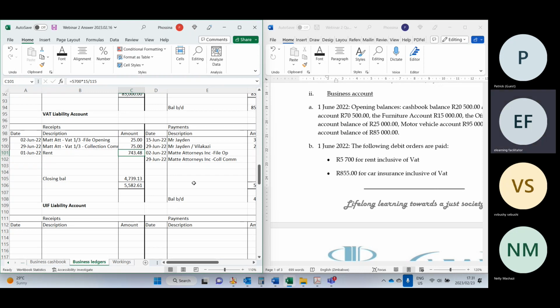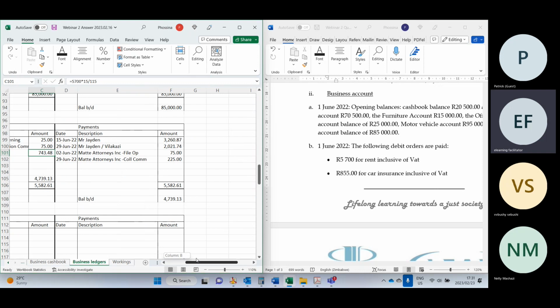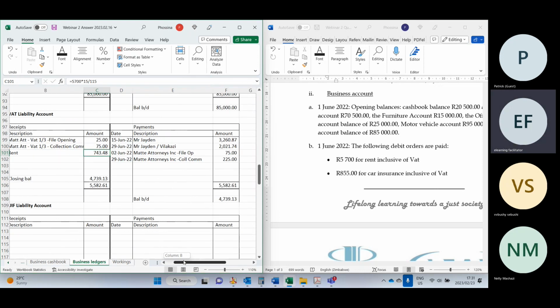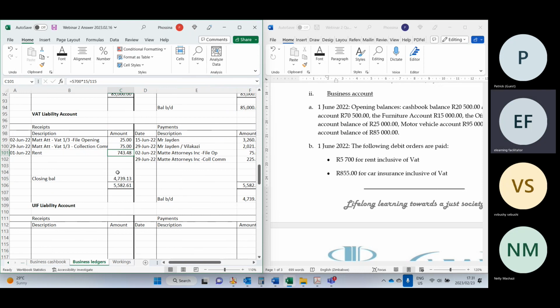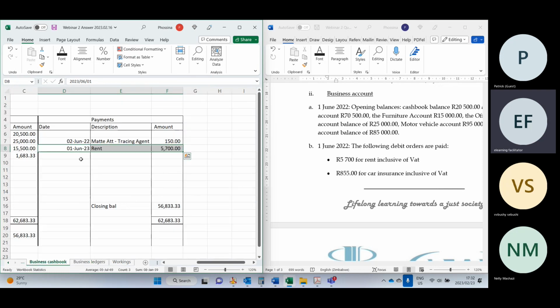So we are going to pay less. Whatever that we received from our clients, we are now claiming what we paid over to suppliers. Okay, and then we've got insurance, car insurance inclusive of VAT, 855. So it's a debit, it's coming from our account, and it's 1 June 2022. So we've got insurance, how much? 855. So that's how much we paid.